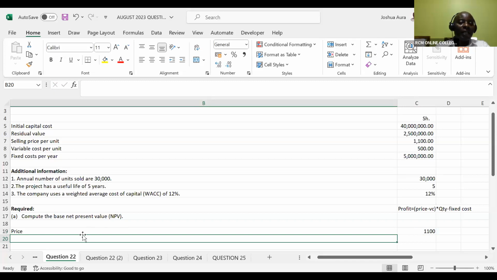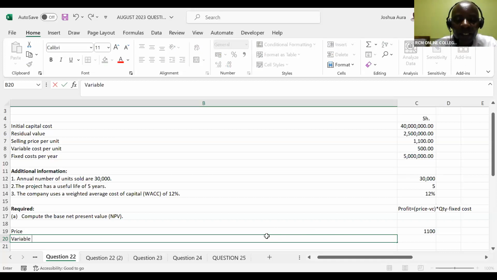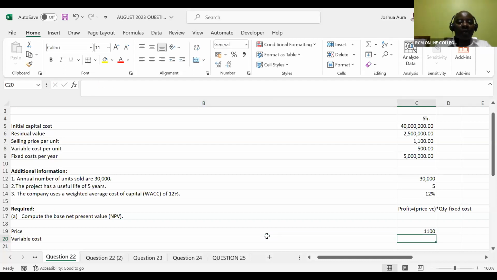The next thing I need is the variable cost. I'm following this formula. So I'll come and write here, variable cost. I say tab. So then I'm having there 500.